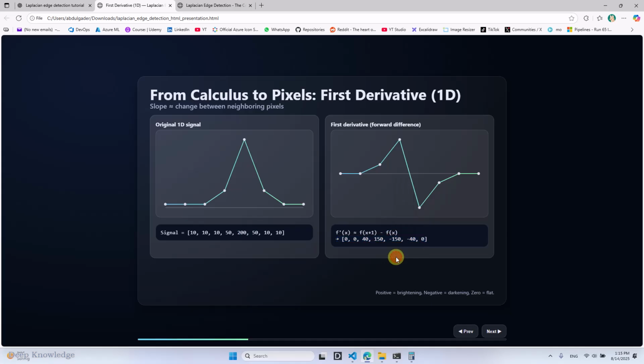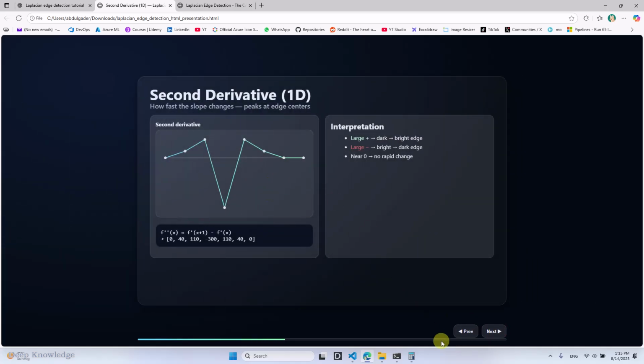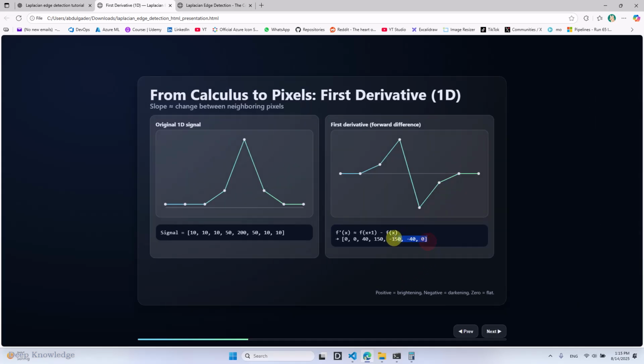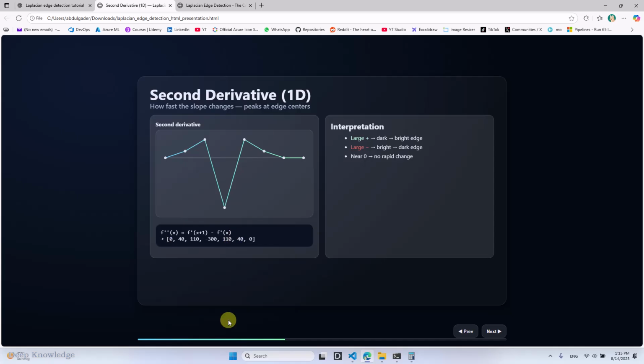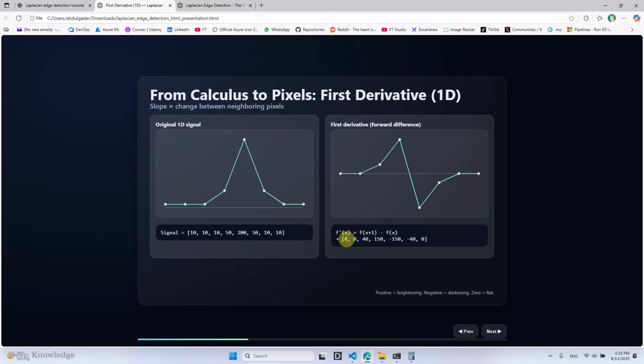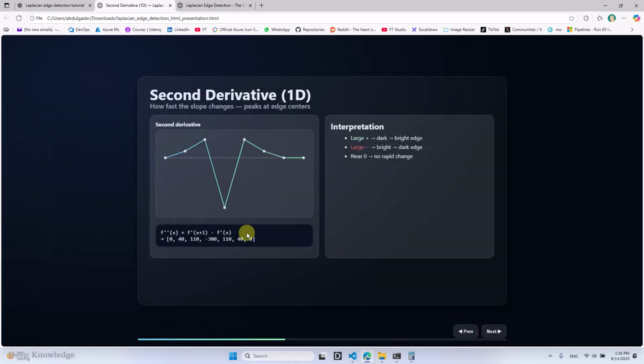Let's use this in the Sobel algorithm. Now for the second derivative, we take the result of the first derivative and apply the same difference again. 0 minus 0 is 0. 40 minus 0 is 40. 190 minus 40 is 150, and so on. And this minus this is minus 300, and so on. So you can see this is the second derivative here.